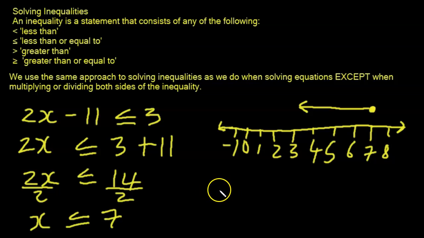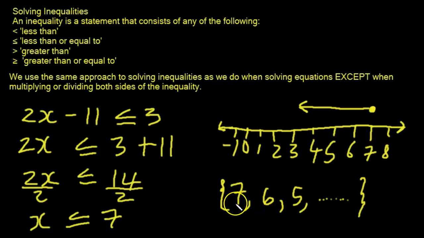And if we're asked to use a set of integers to represent that set, less than or equal to 7, so it can be equal to 7 and it can be less. So the integers less than 7 or equal to 7 would be what? 7, 6, 5, 4, 3, 2, 1, 0, and so on. Alright? So this will be the solution set of integers if x is an integer. Alright? Let's look at another problem.